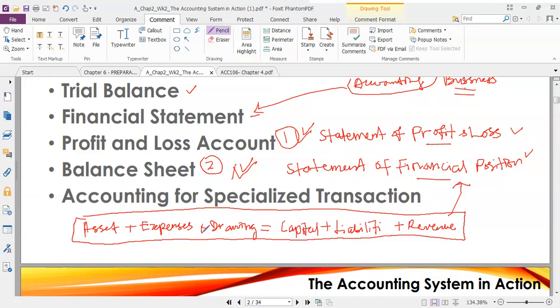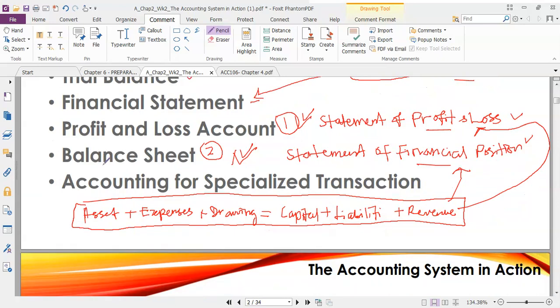Okay, same goes with drawings. But if expenses and revenue, we should include the elements in the statement of profit and loss. Okay, nanti lepas ni kita akan tahulah macam mana bentuk profit and loss dan macam mana bentuk financial position. Okay, setakat ni you kena tahu expanded equation.